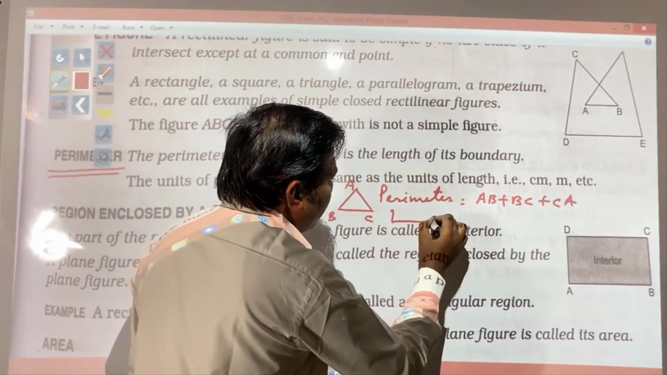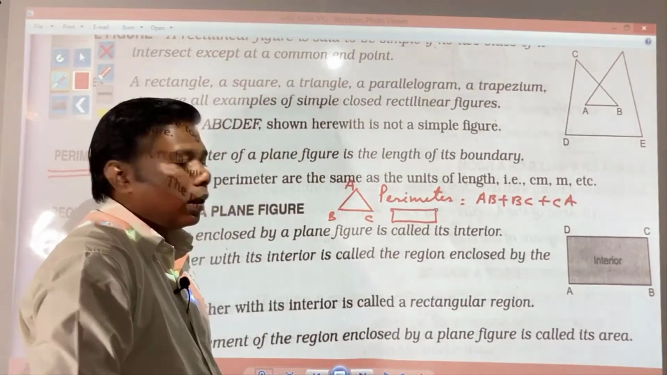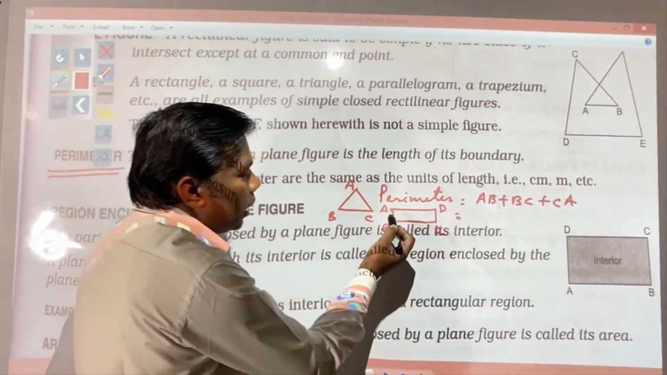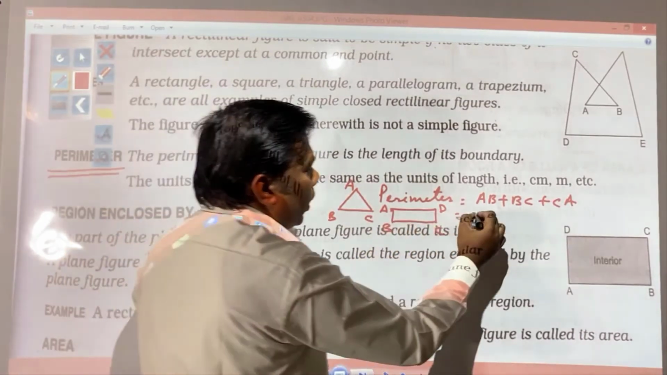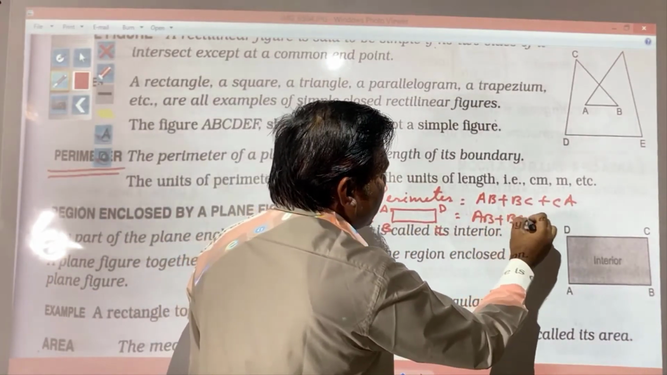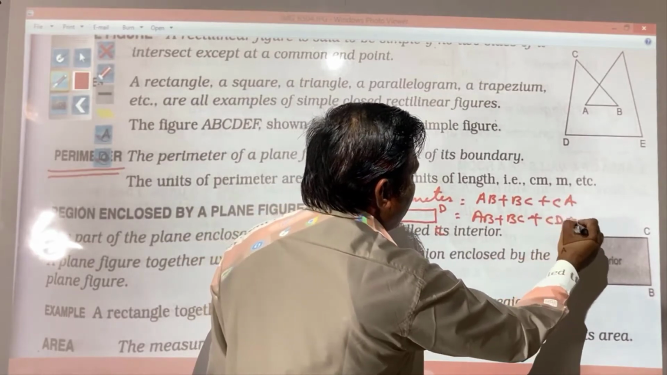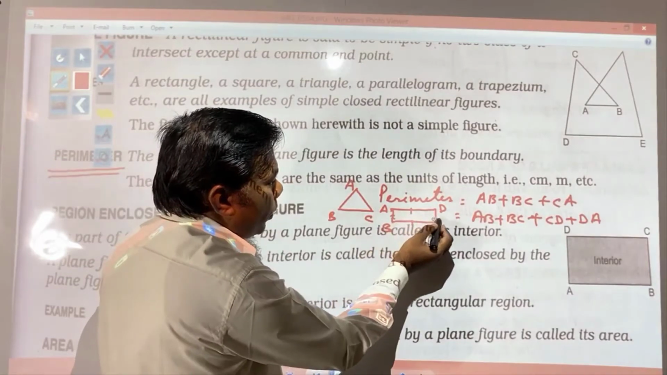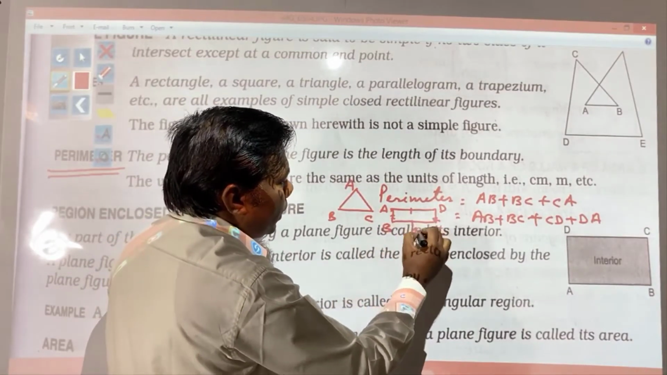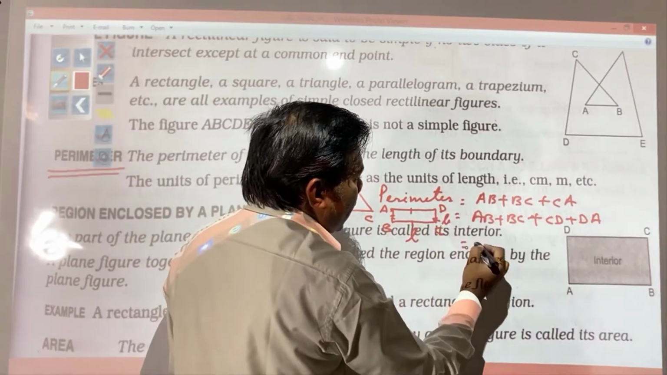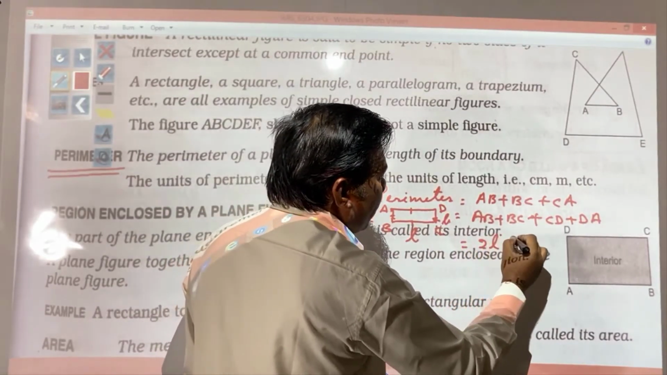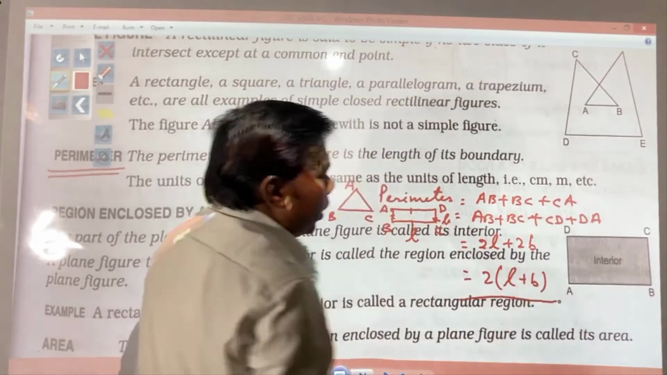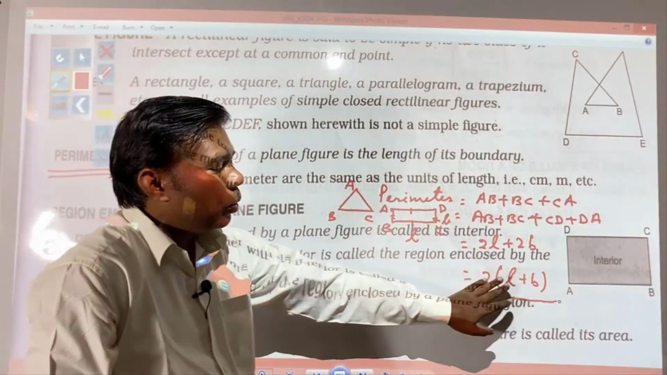In the same way, suppose here you have rectangle ABCD. In this case, the total length of the boundary will be AB plus BC plus CD plus DA. But here you see, since the opposite sides are equal, suppose this is L and this is B, in this case this will be 2L plus 2B, or you can write 2(L plus B). So the perimeter of a rectangle will be 2(L plus B).